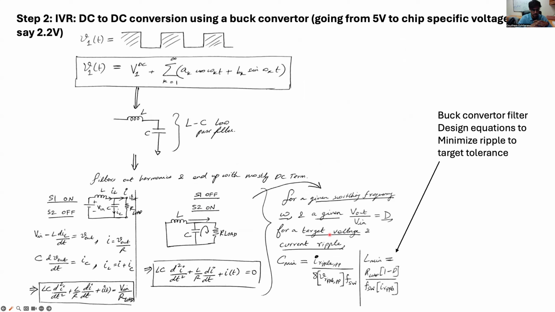For example, say you set the output voltage to have less than 5% variation and the output current less than 2% variation. Then you can substitute those tolerances into this formula and calculate the minimum value of capacitance and inductance to design your filter so that the ripple is maintained within those tolerances. So this is how you would go ahead and design a buck converter for doing the DC to DC conversion.